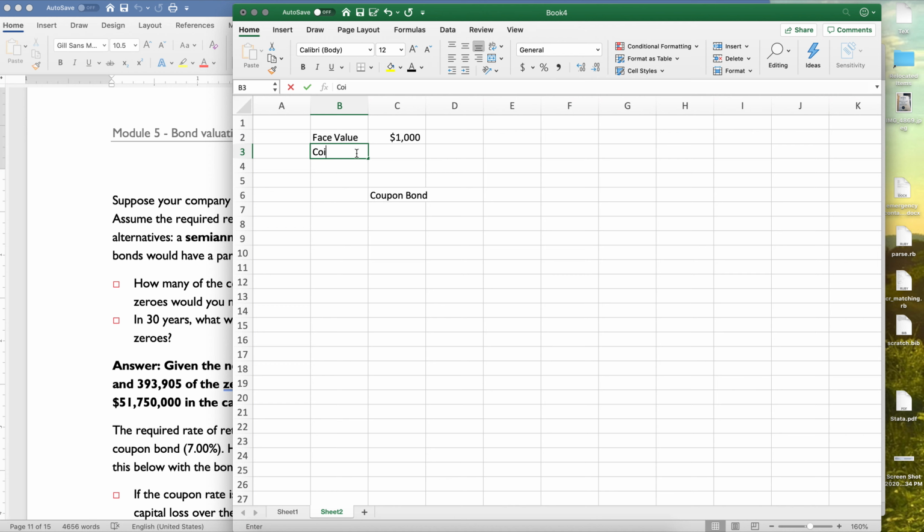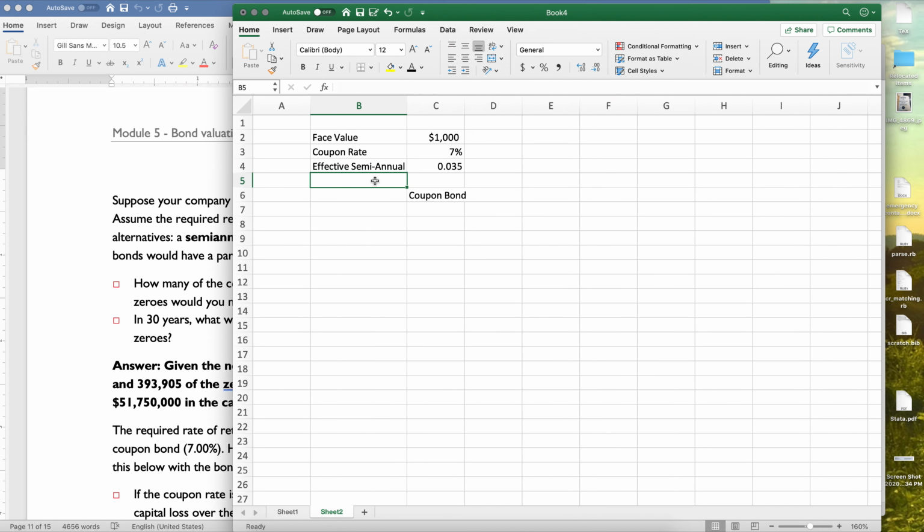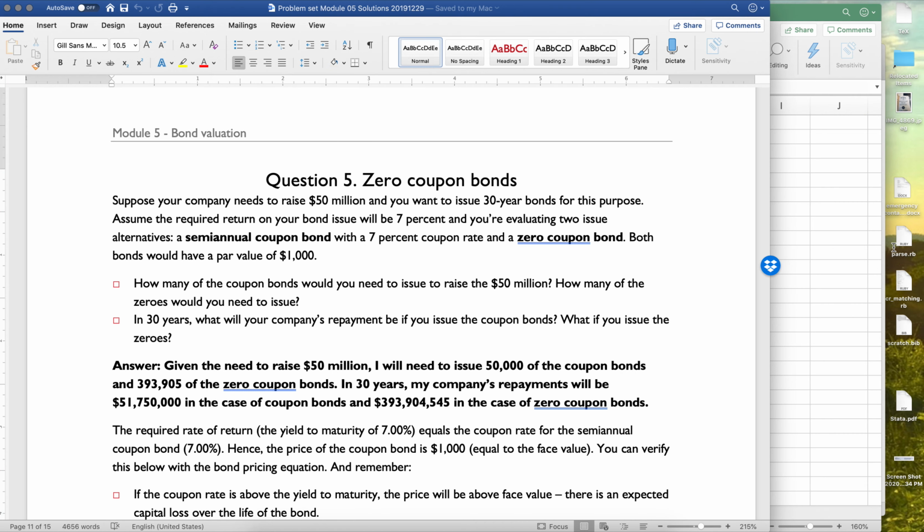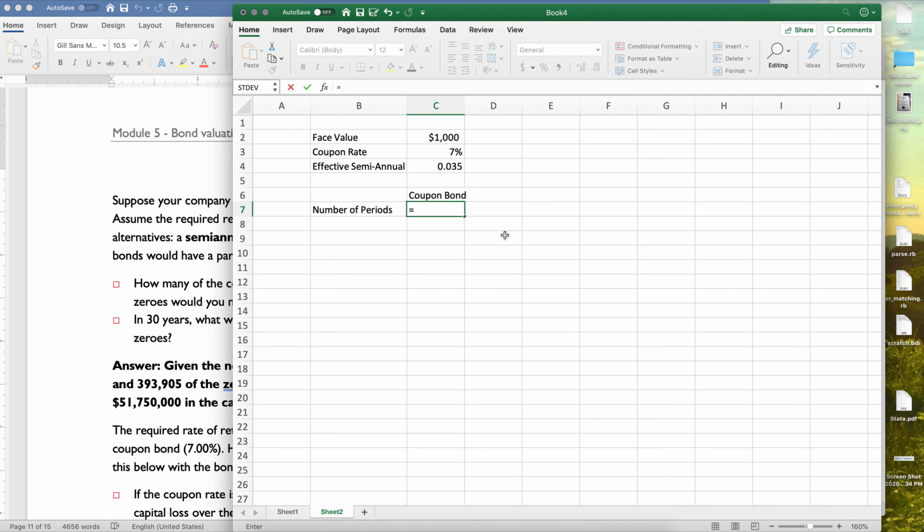The coupon rate is 7%. So the effective semi-annual rate is just going to be that divided by 2. Number of periods: it's going to be a 30-year bond, but we are going to do it twice a year, so it will be 30 times 2 is 60. And the coupon is going to equal our face value times our effective semi-annual interest rate.